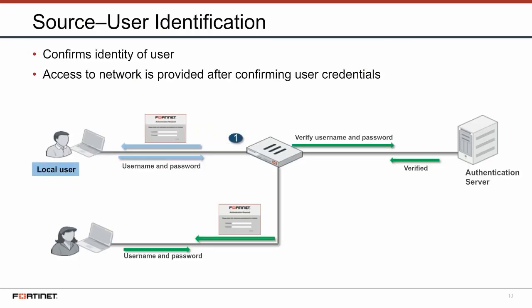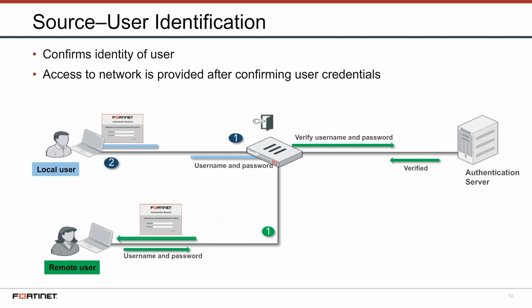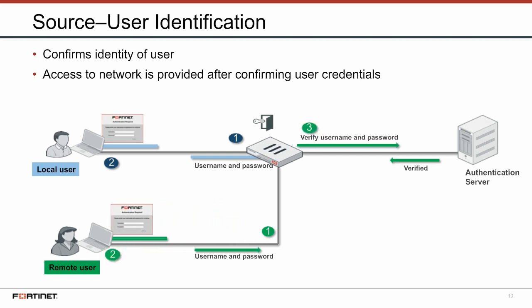If a user is added as part of the source, FortiGate must verify the user before allowing or denying access based on the firewall policy. There are different ways that a user can authenticate. For local users, the username and password is configured locally on FortiGate. When a local user authenticates, the credentials that they enter must match the username and password configured locally on FortiGate.